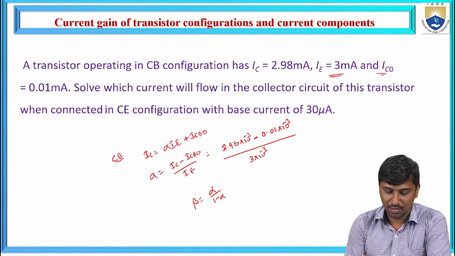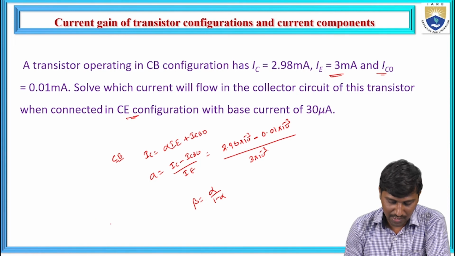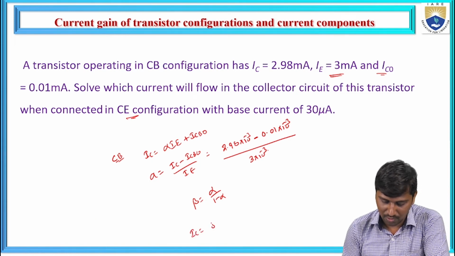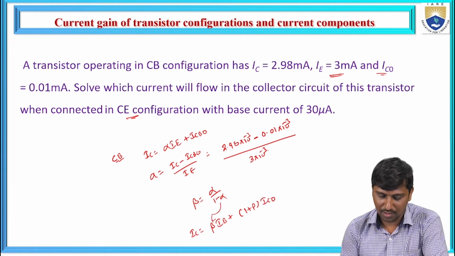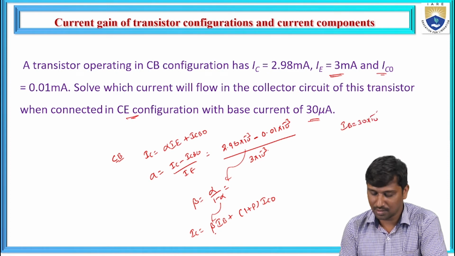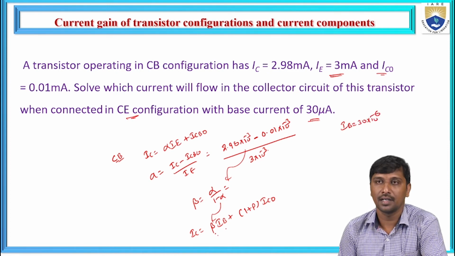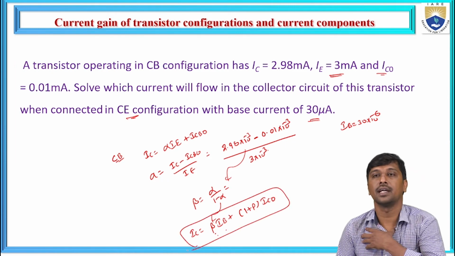Then now we need the collector current in terms of CE. We know that IC is equal to beta times IB plus 1 plus beta times IC naught. So substitute the beta value here. This is the alpha value; you can substitute the alpha value to get the beta. And here you can substitute the beta value and IB value. The IB value they have given is 30 microamperes. So substitute beta, IB and IC naught values to get this collector current IC.